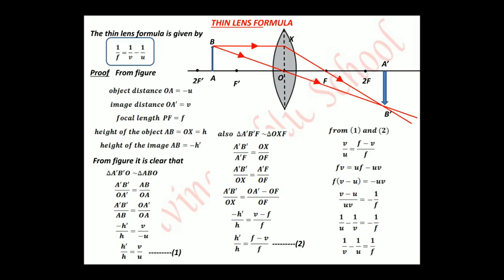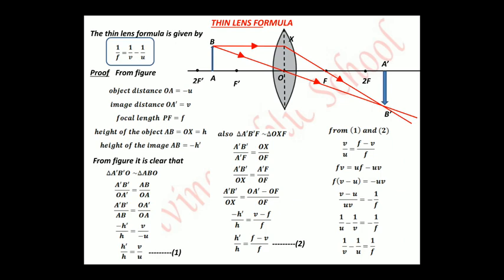You have to prove it for the virtual image also. You have to prove it for the virtual image made by the concave lens also. One more thing I wanted to mention here, that equation number 1, h' upon h. Please remember this equation. We are going to use this equation for the height of the image upon height of the object, which is equal to image distance upon object distance. Please remember this equation. We are going to use it in the next few moments.